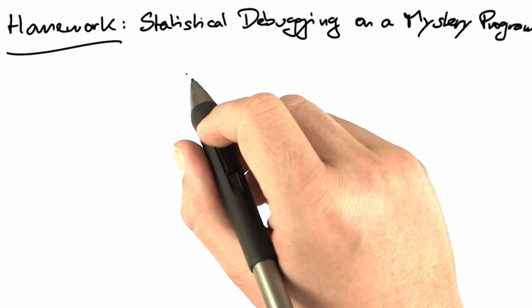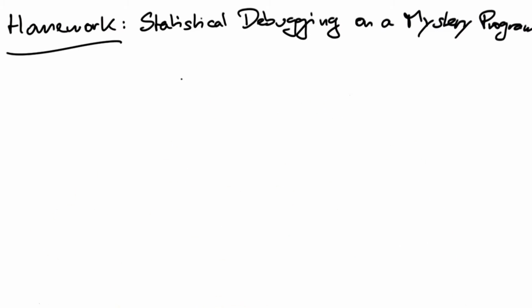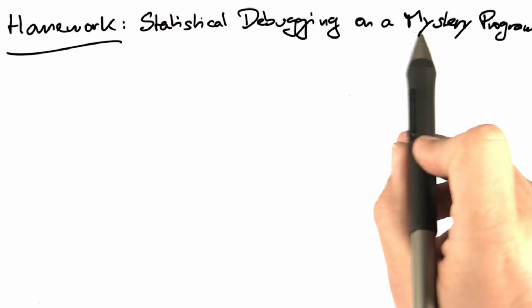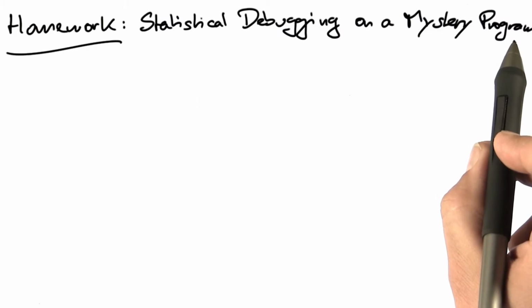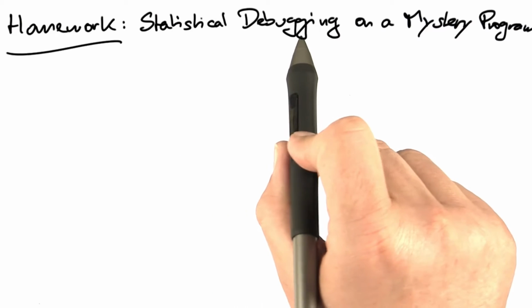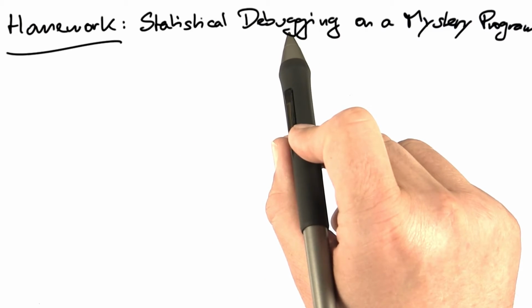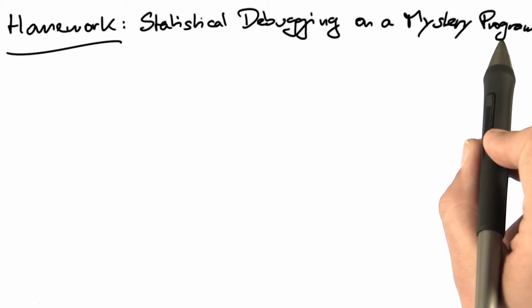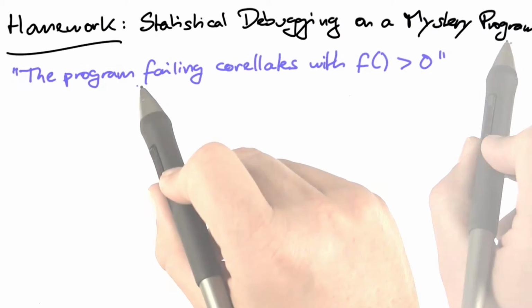And now for your homework. Your homework for this unit will be statistical debugging on a mystery program. The idea is that you get a mystery program and a number of runs which pass or fail, and your job is to apply statistical debugging to find out what it is in the mystery program that causes the failures.